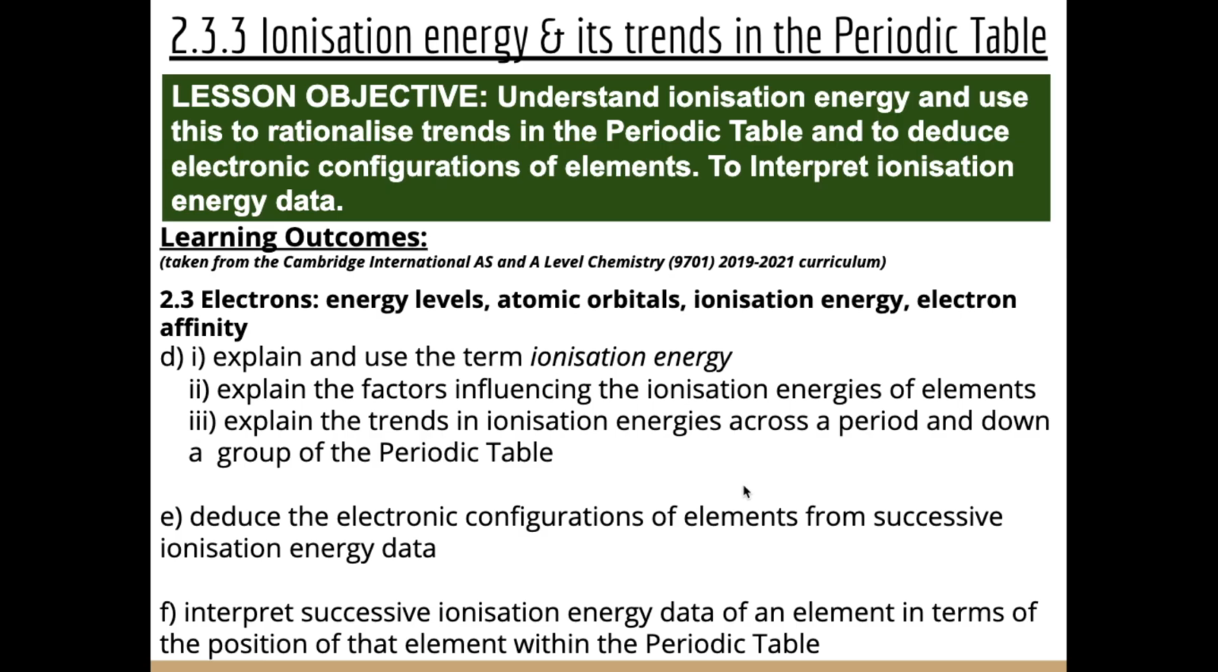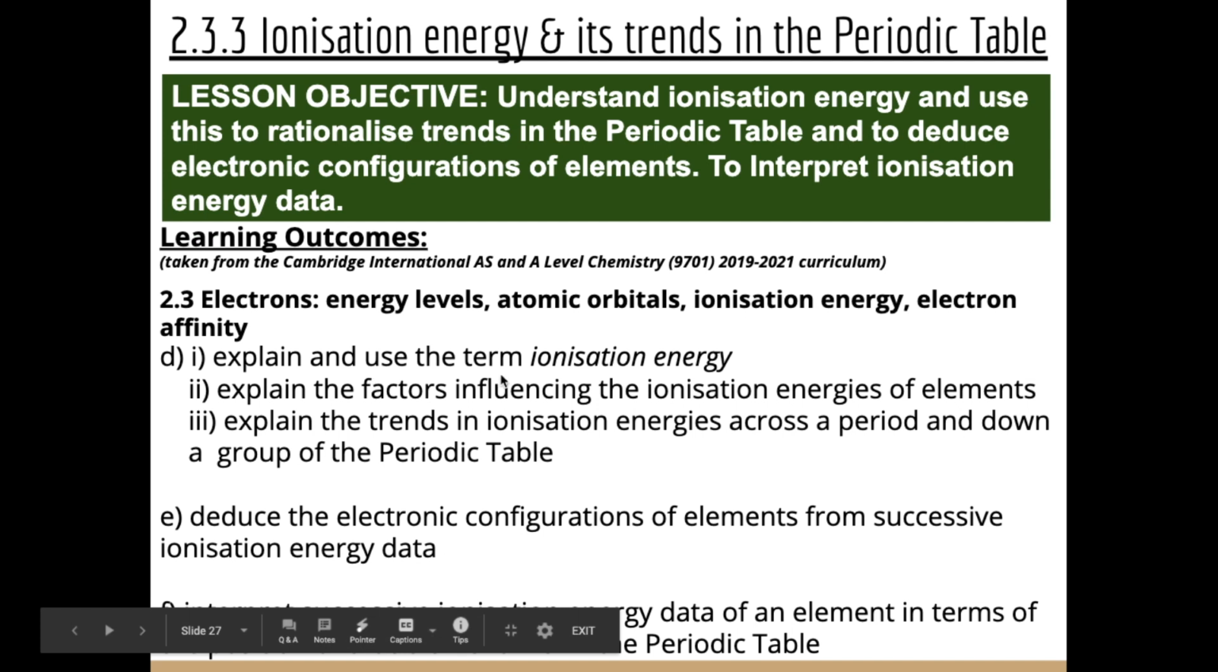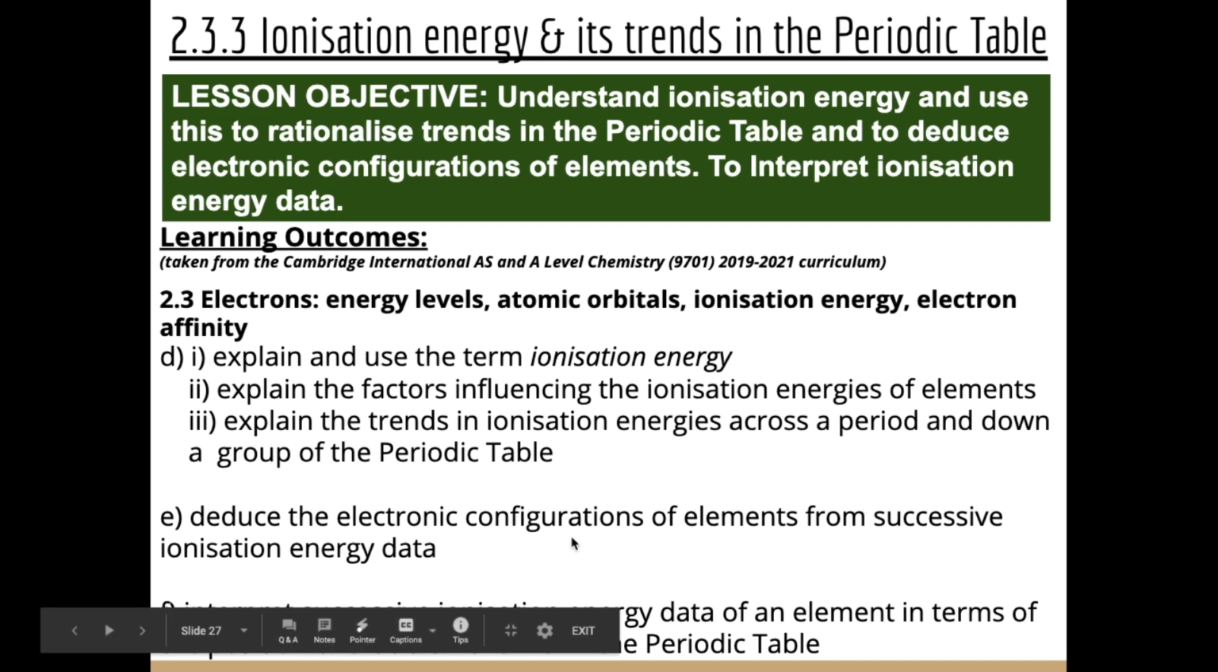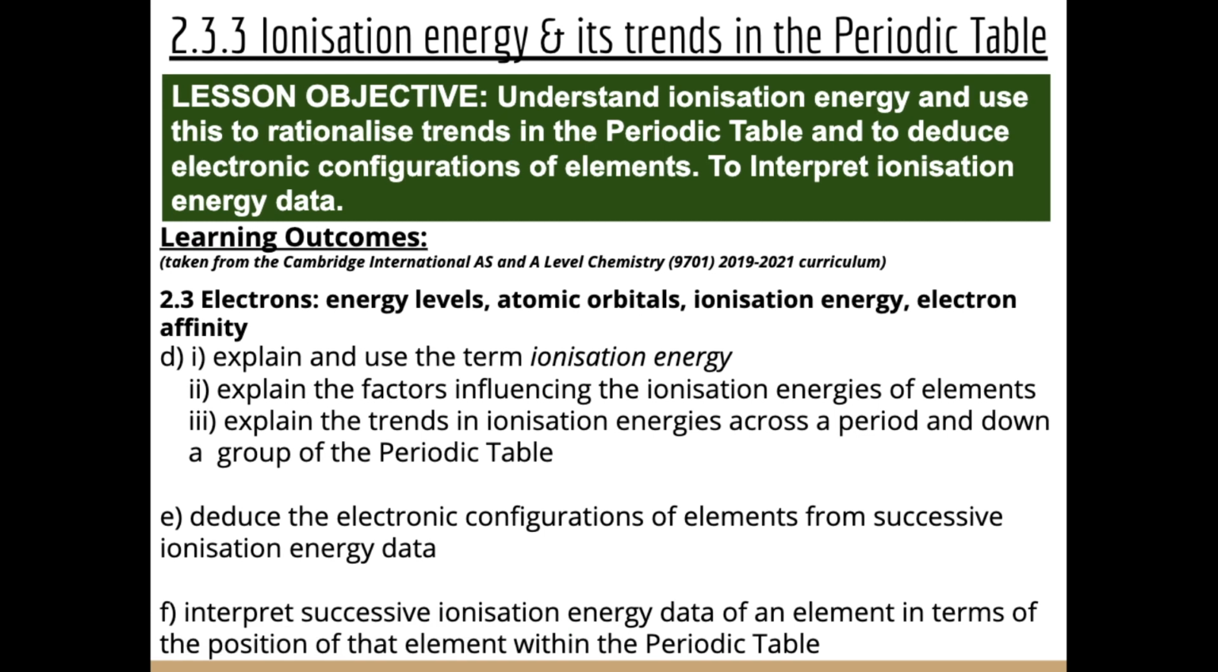And that concludes our lesson and also concludes our unit on atomic structure. What have we done today? We have explained and used the term ionization energy, explained the factors influencing the ionization energies of elements, explained the trends in ionization energies across a period and down a group of the periodic table. We have deduced the electronic configurations of elements from successive ionization energy data. And finally, interpreted successive ionization energy data of an element in terms of the position of that element within the periodic table.